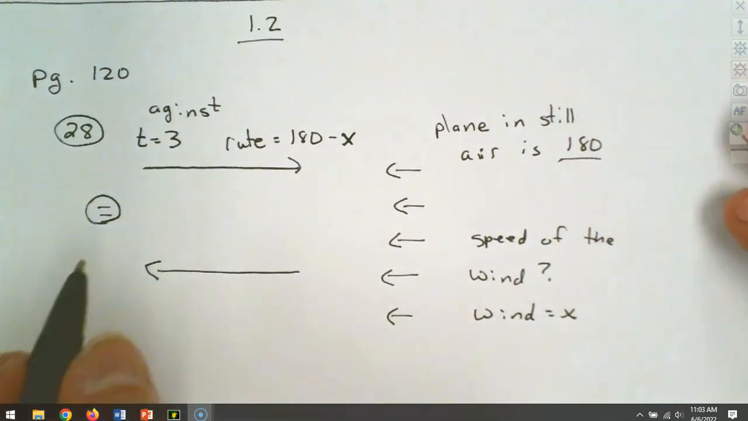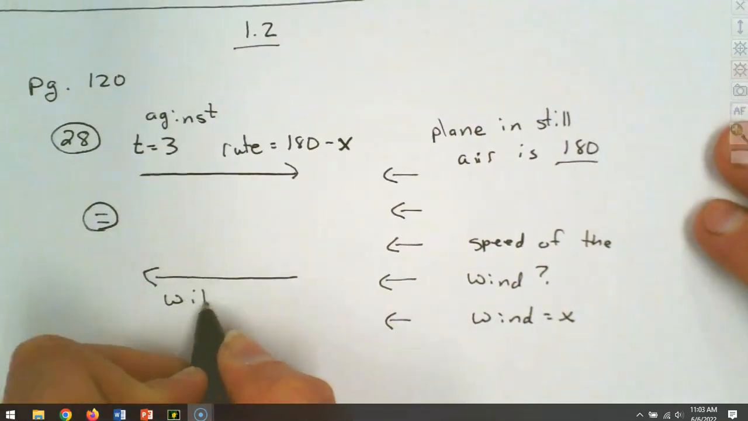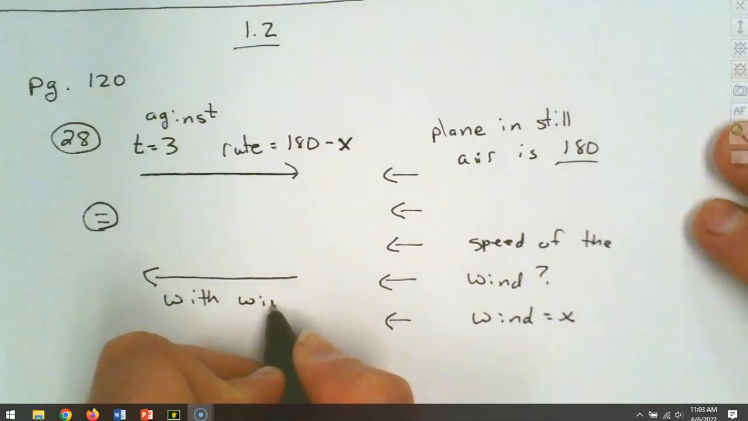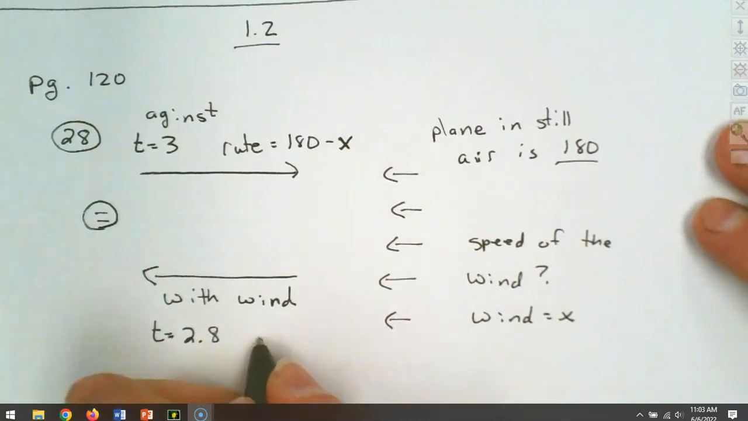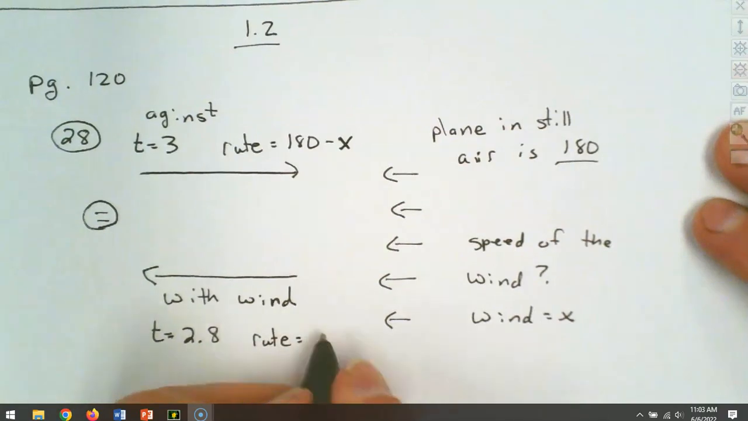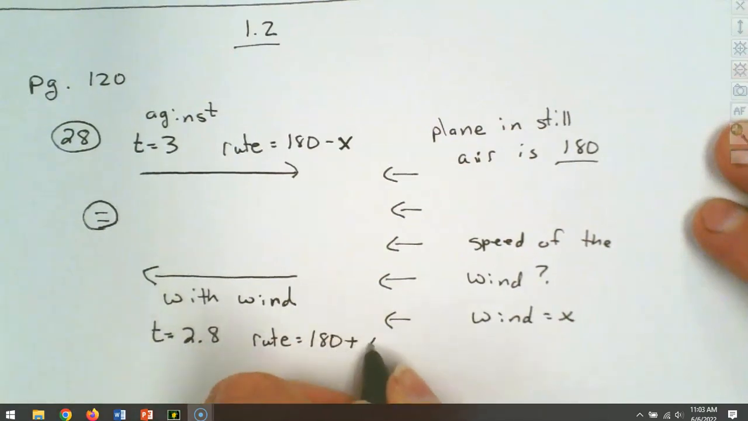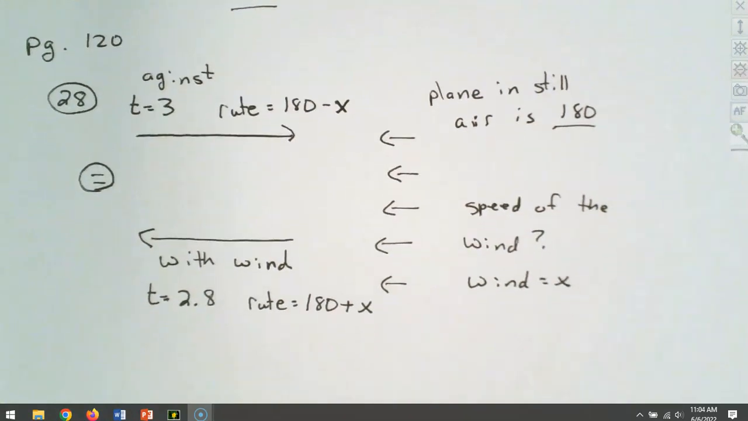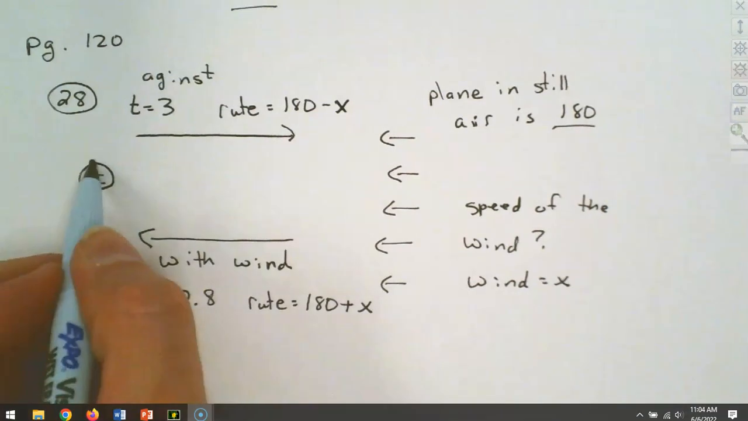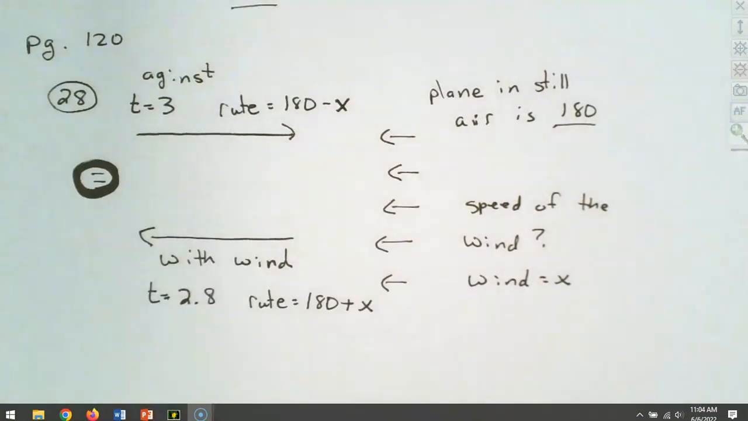Now, what about with the wind? When I look at it with the wind, it takes me less time, so it takes me 2.8 hours. And my rate of speed is going to be 180 plus x, isn't it? Now, what do we know? We already talked about the fact that these should be equal, shouldn't they? Right? They should be the same. So now let's try to build our equation.